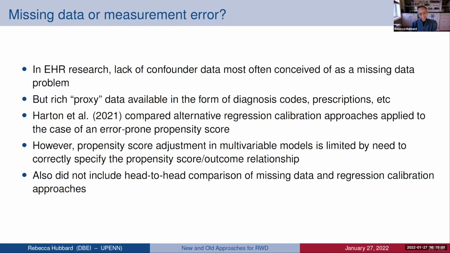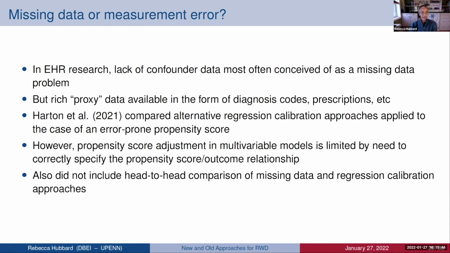A couple of years ago now, I guess, my student, Joanna Harton, had conducted an investigation where we had a very similar question. We were conducting comparative effectiveness research using EHR derived data, and we wanted to incorporate a propensity score into the analysis. If some of the variables contributing to the propensity score have missingness in them, that results in a missing propensity score value. And Joanna had investigated this question. Rather than treating this as a missing data problem, can we treat this as a measurement error problem and use regression calibration to calibrate the estimates that are adjusted for that propensity score that's only available for some patients?